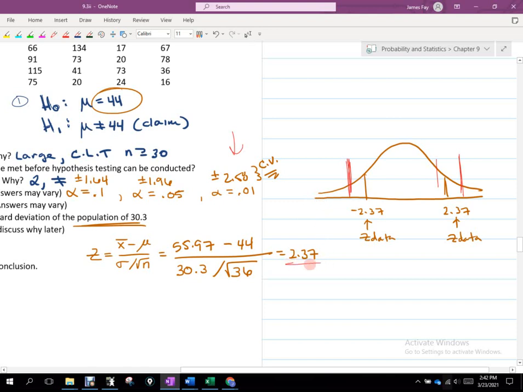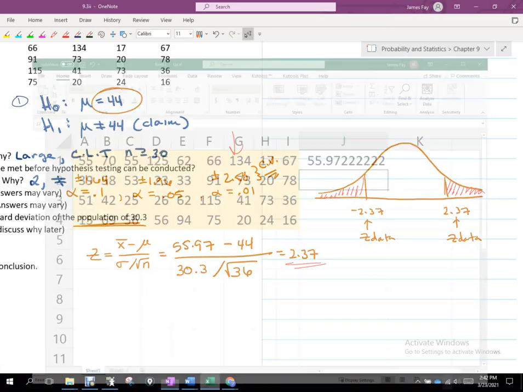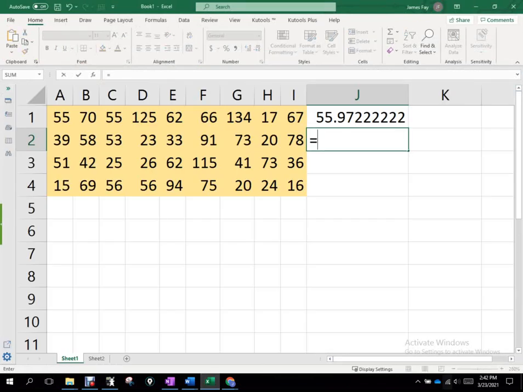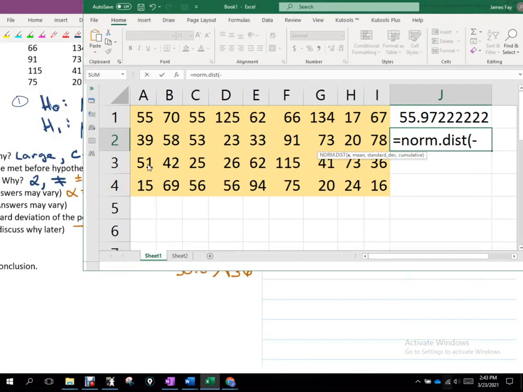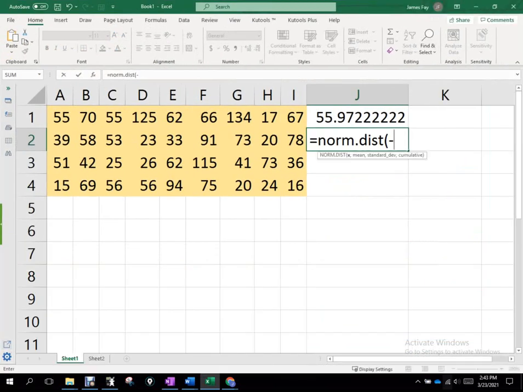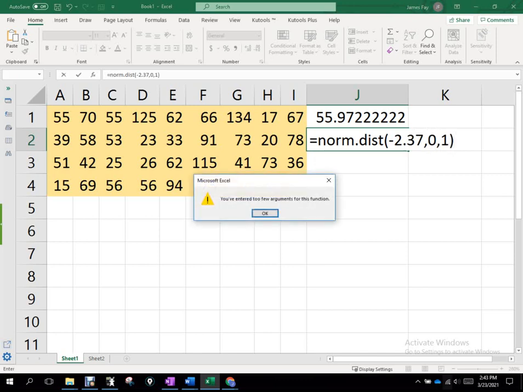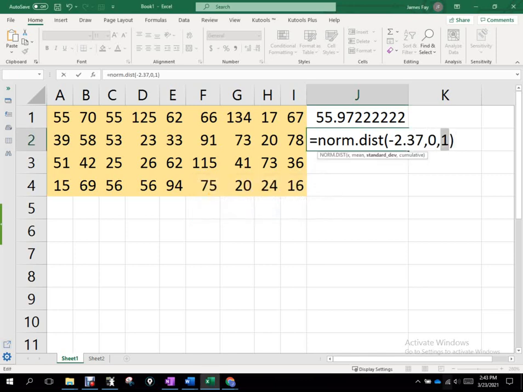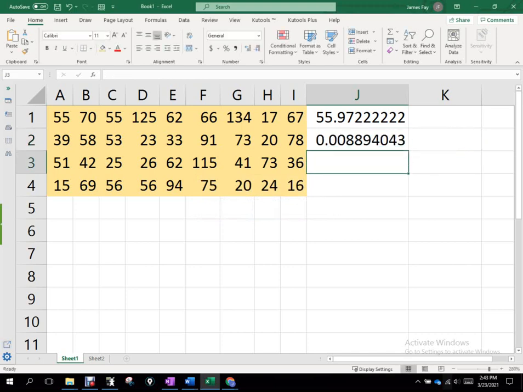So finding the p-value. Again, the 2.37 is locating that area and that area. We need to ask, what is this area right here? So we'll go equals norm.dist of negative 2.37, then 0, 1, and I want to then say true. So it gives me that area there. Is it okay with everybody?